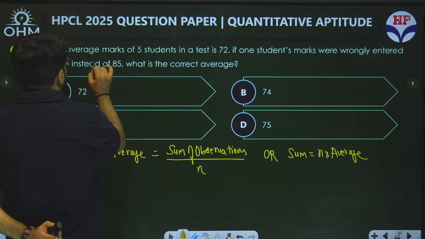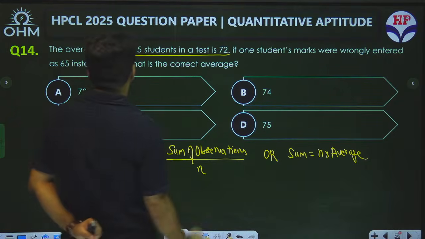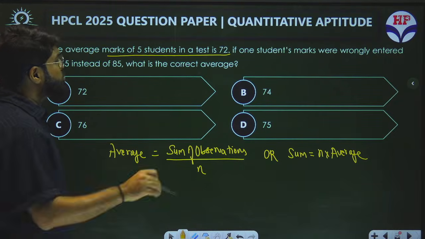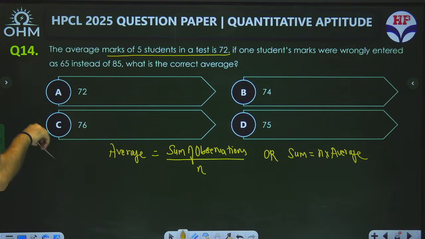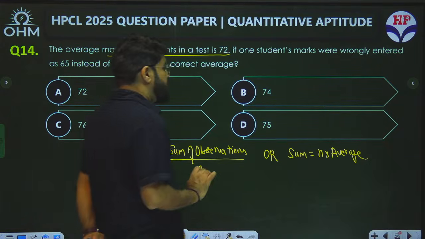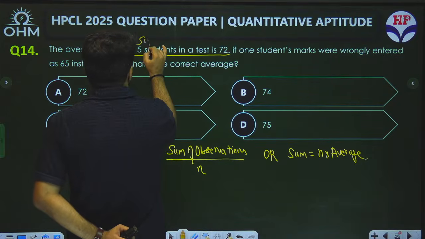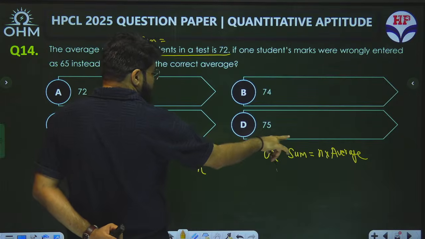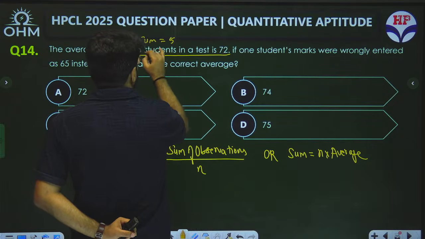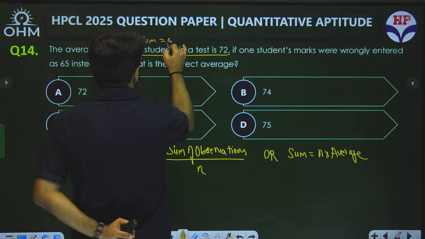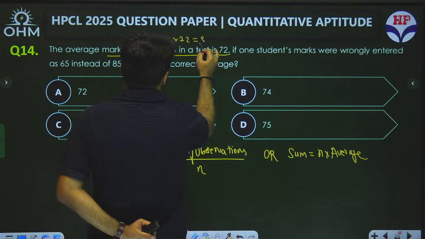The average marks of 5 students in a class is 72. But one student's marks were wrongly entered as 65 instead of 85. What is the correct average? Now see, first of all, what is the correct sum? What is the sum as per the average? Sum is average into n. So how much is the data? 5 students, n is 5, into their average 72, that is 360.